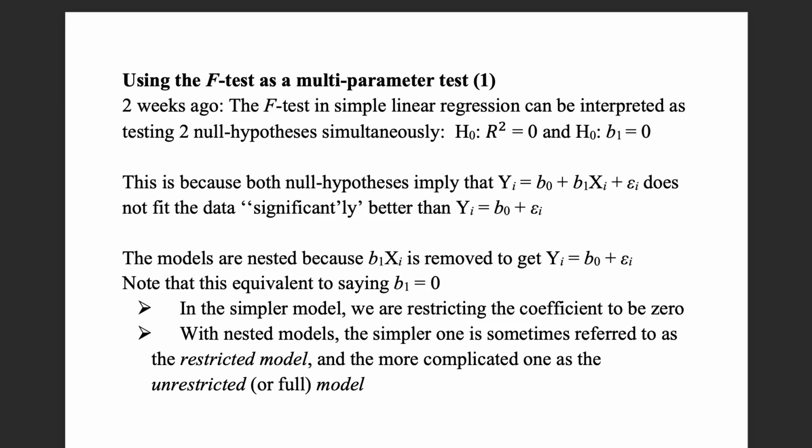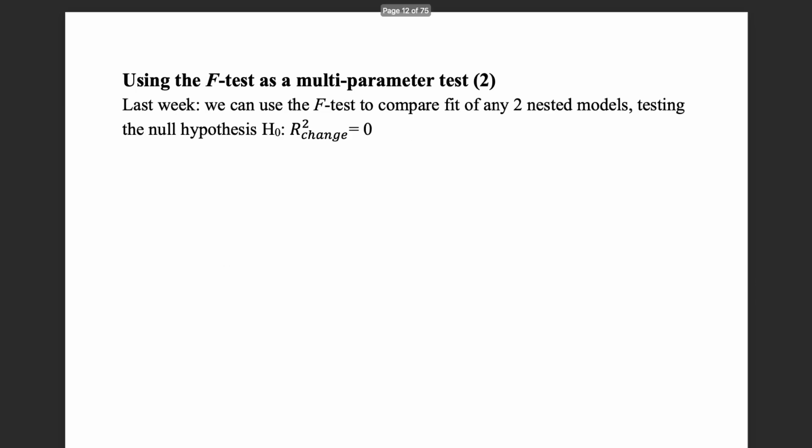So in other words, whenever you have nested models, this implies that you have an unrestricted model and a restricted model, where the restricted model is the simpler version of the unrestricted model. And it's restricted in the sense that it is setting things from our formula, from our regression model, to 0. So assuming that they can only take the value 0.